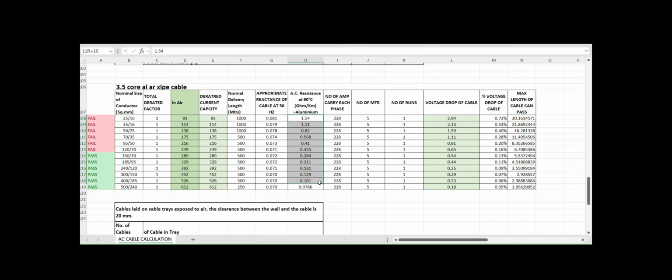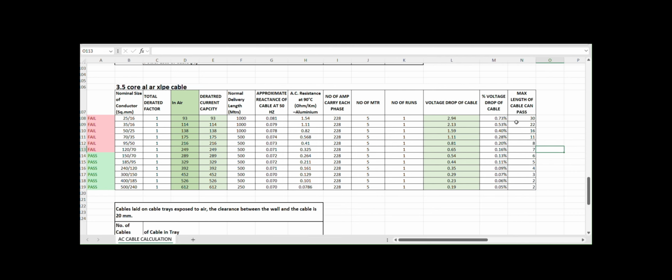Then same for the datasheet. Then the number of ampere carried by each phase means for the selected cable how many ampere it is going to carry, that is shown here. Number of meters, meaning cable length, number of runs, voltage drop. Here you can clearly see the percentage voltage drop that is going to happen, this is the voltage drop of cable, and this is the maximum length of cable that can be used. So you can check like this also.